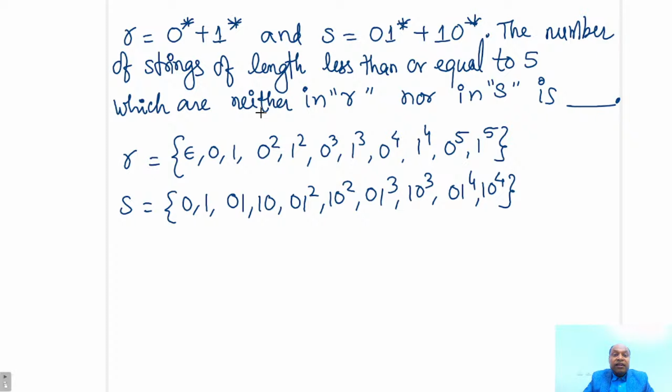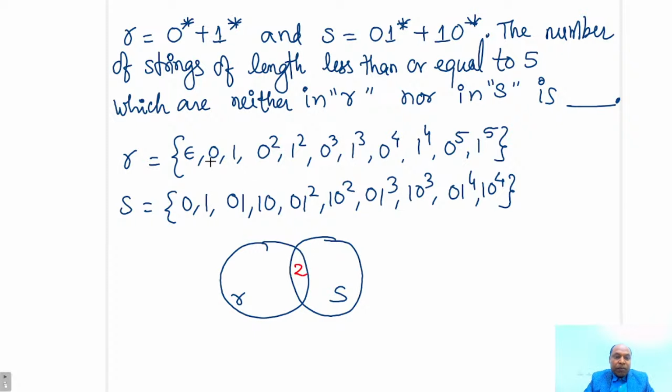5 which are neither in R nor in S. This is your R, this is your S. There are two values which are common, that is 0 and 1, so we keep them here. Now how many elements are there? 1 2 3 4 5 6 7 8 9 10 11. Out of 11, 2 are common, that means 9 is here. Then 1 2 3 4 5 6 7 8 9 10, so 8 is here.